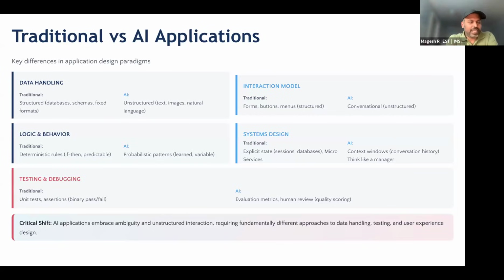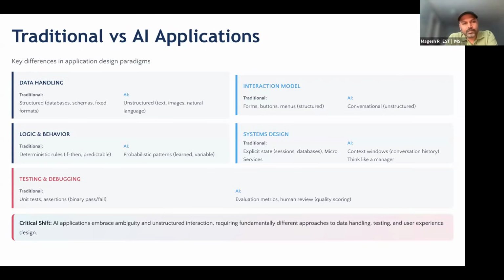AI applications, when you try to build them, you have to embrace this ambiguity and unstructured interaction. And you have to build guardrails and some security, which is way different from how you handle that in traditional applications.